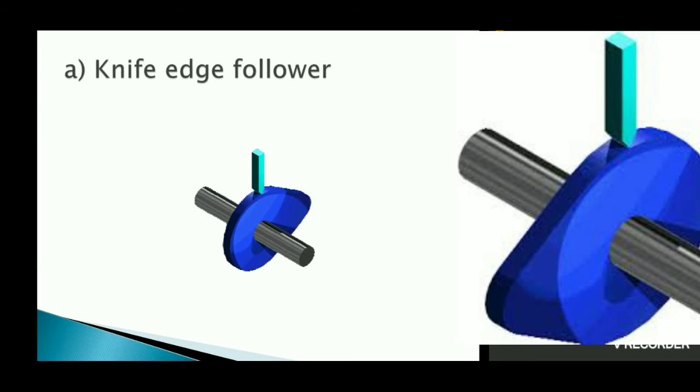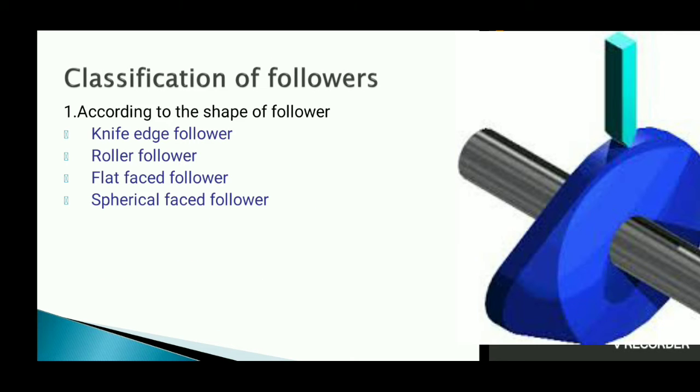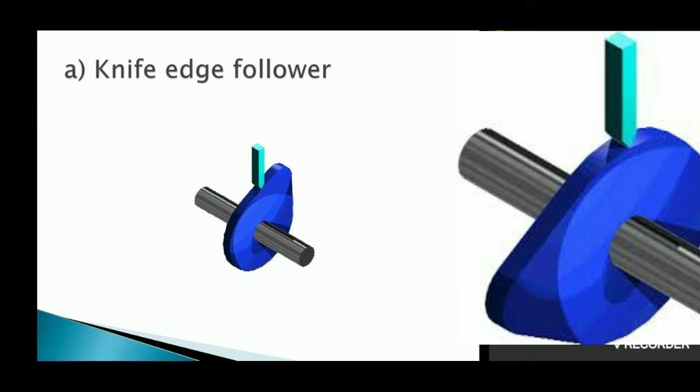So this is the first example, knife edge follower. This part you have to keep in your mind, because this will be very helpful when we do a problem, because in the problem they'll be telling the type of follower. So based on that we have to write the question. So this part, we'll make a little more clear.